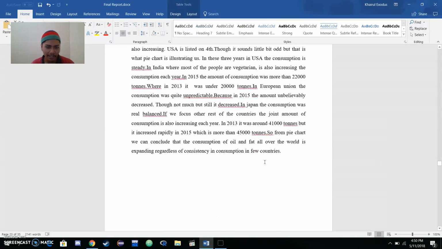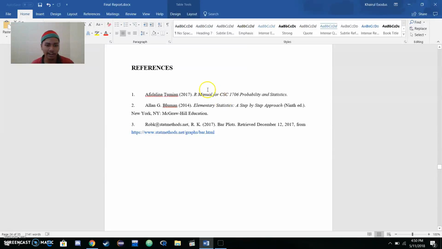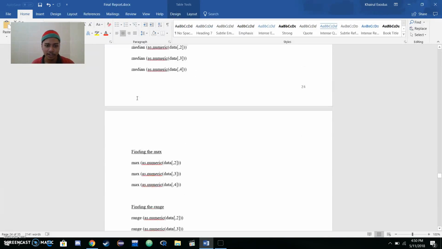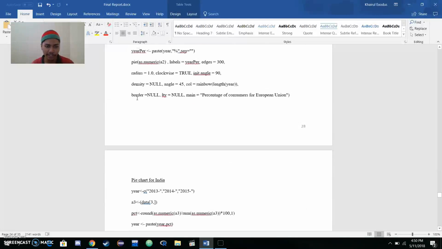For the references, we used the textbook, the cookbook, and also some research online. This is the coding for the R code.